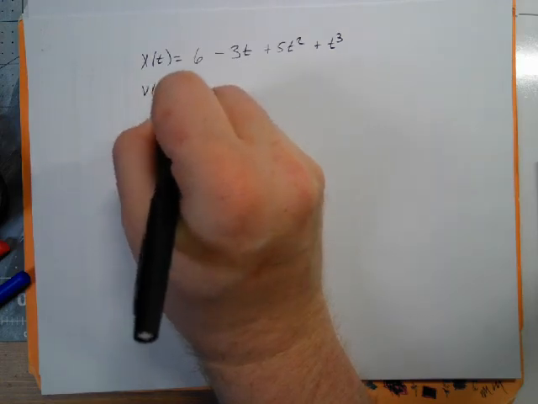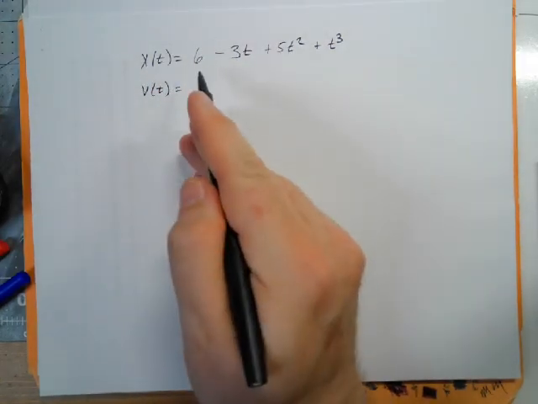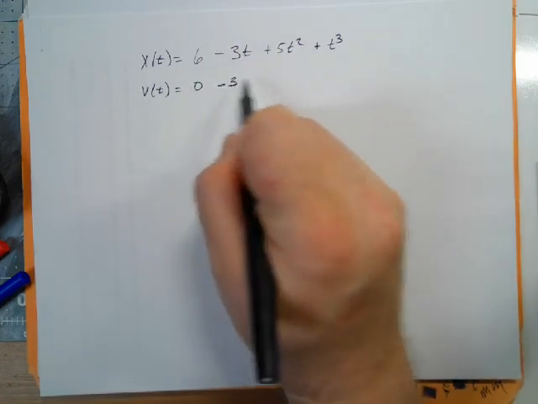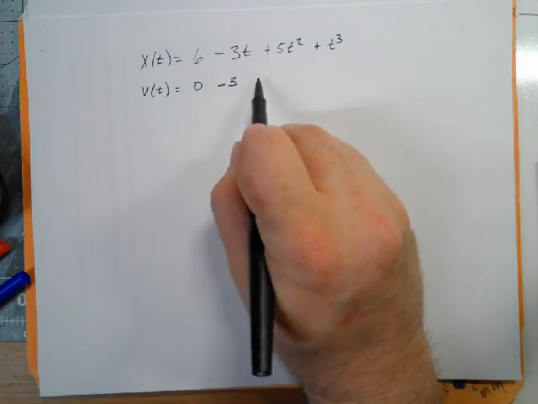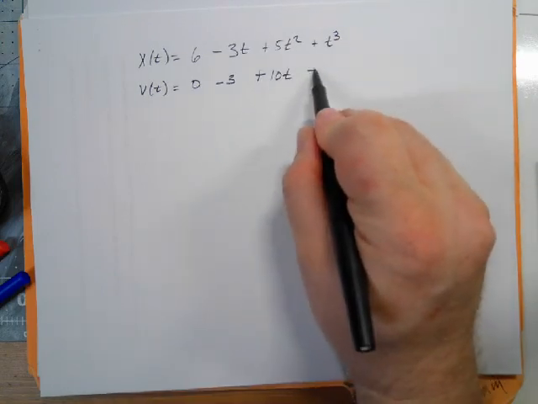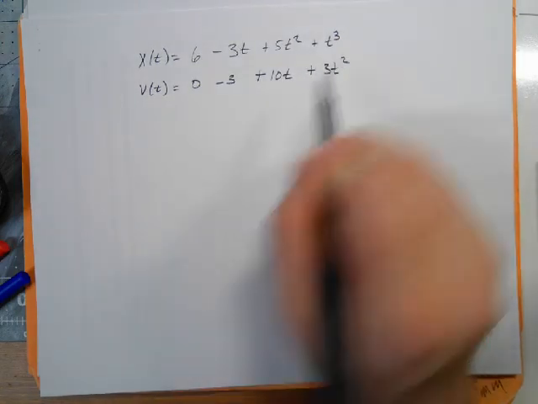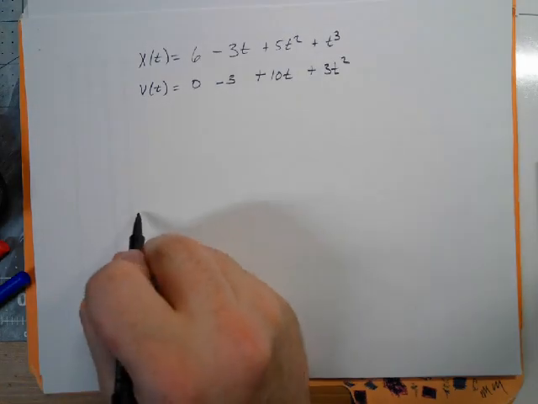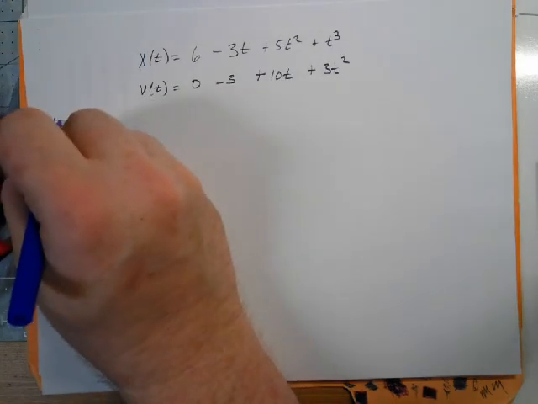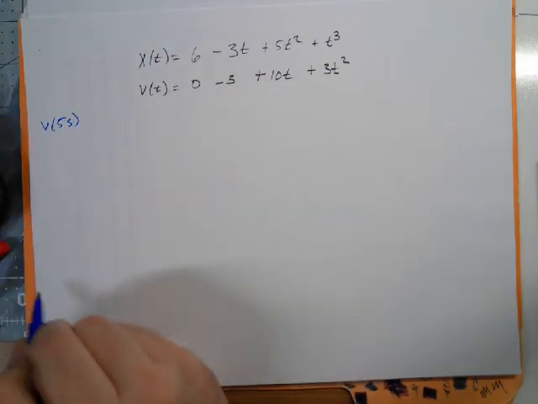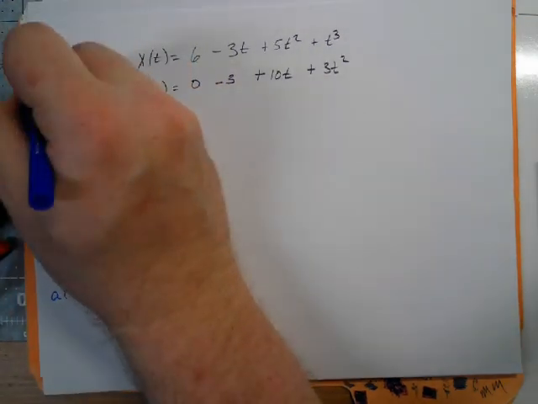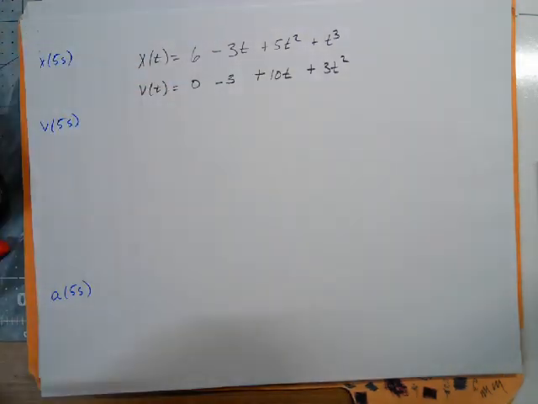So we can just do the derivatives, get to the acceleration. V of t is, we take the derivative of 6 is 0. The derivative of minus 3t is minus 3. The derivative of 5t squared is 10t. And the derivative of t cubed is 3t squared. So we'll save some space, because what we're going to eventually do is say, what is v at 5 seconds, and what is a at 5 seconds? And we could say, what is x at 5 seconds? And we'll do that too.